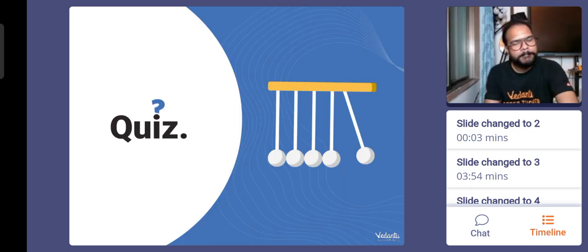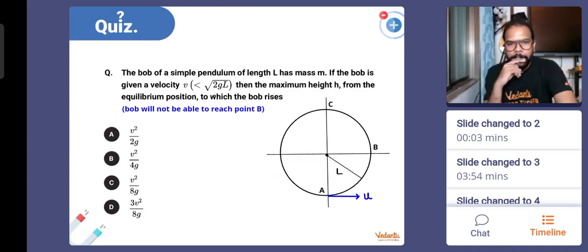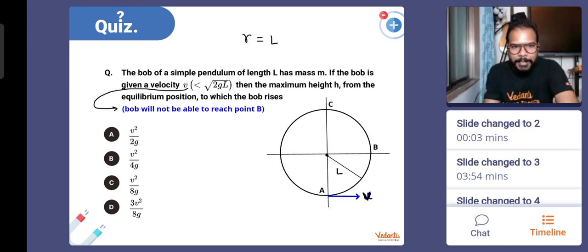Everybody, ready? Don't worry, I'll keep on telling you the formulas if required. Question in front of you. It says that the bob of a simple pendulum of length L has a mass m. That means radius is equal to capital L. If the bob is given a velocity v, and this velocity is less than under root of 2gl. Less than under root of 2gl का मतलब होता है, guys, what does it mean?